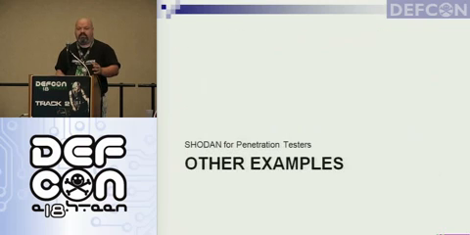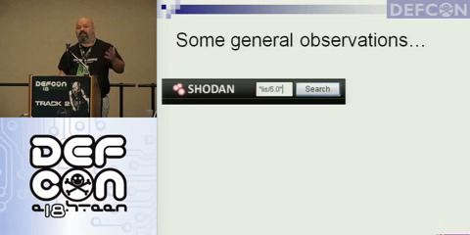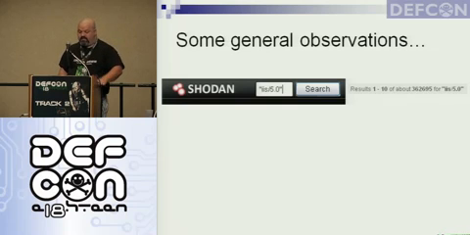A few other small examples and then we don't have time. Okay, general observations. I did some searches on SHODAN, just for interesting data. I searched for IIS 5.0, and we know that it's Windows 2000. There's a lot of them out there. This is a couple months old, but 362,000.